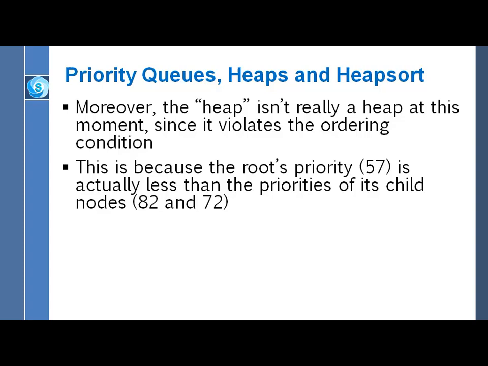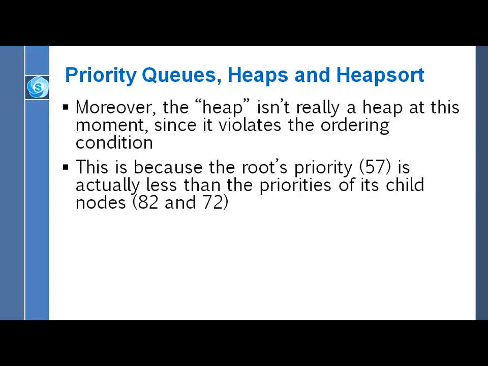At the moment, we've got a root whose priority is 57. The top of the heap now has priority 57, and that's no good because it has two child nodes that have higher priorities. If it even had just one child node with a higher priority, that would be bad, and we need to fix it up. But here we've actually got two child nodes, both of which have higher priority. So here's how we have to patch things up locally.